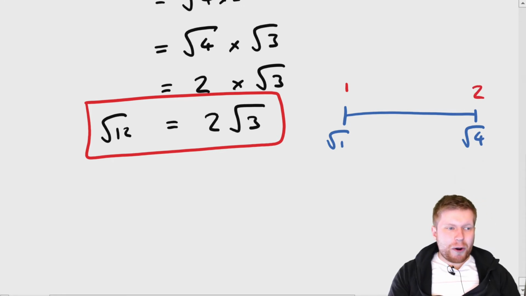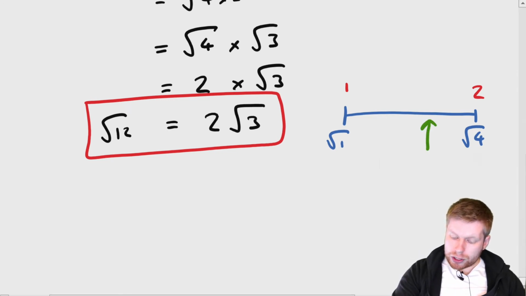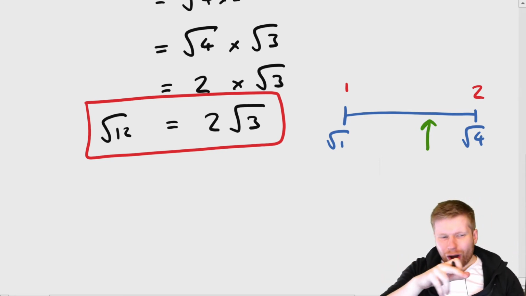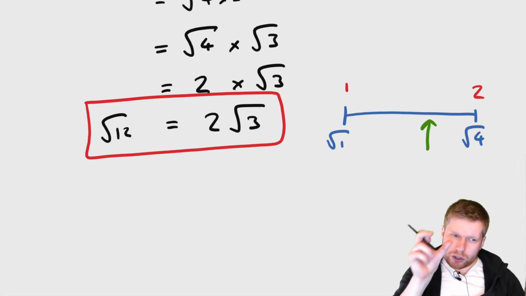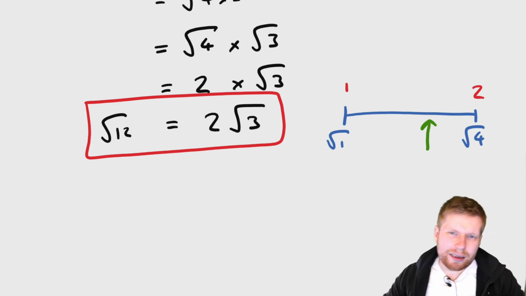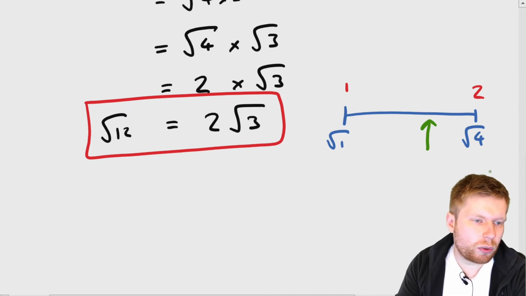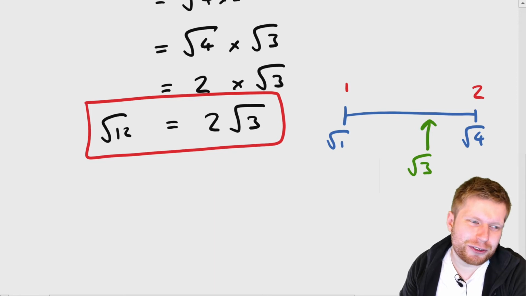Okay, so I know that square root of 3 has to lie somewhere along this number line, and it's probably going to lie closer to square root of 4 than it is to the square root of 1. Now just be aware, this is not a linear graph. In other words, the spacing between square root of 1 and square root of 2 is not the same as the difference between square root of 2 and square root of 3. So it's not the same space. But for small square roots, it's okay to think of them as linear. So I know it's going to lie somewhere between square root of 1 and square root of 4. Here's square root of 3, and it's probably going to lie closer to the square root of 4 than the square root of 1.